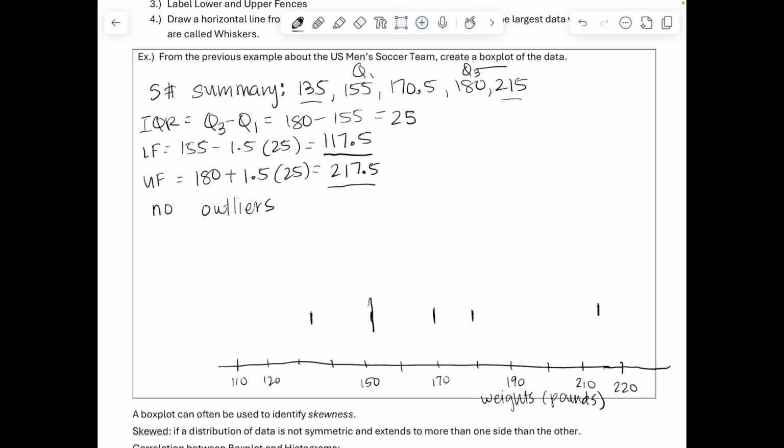The middle 3 are going to make our box. And then from our box on the side, we draw a horizontal line out to our min and a horizontal line out to our max. The only thing I still need to add on are going to be my fences, which my lower fence is at 117.5. And these are drawn by brackets. So this would be your lower fence. And our upper fence is 217.5. And again, that's our upper fence.